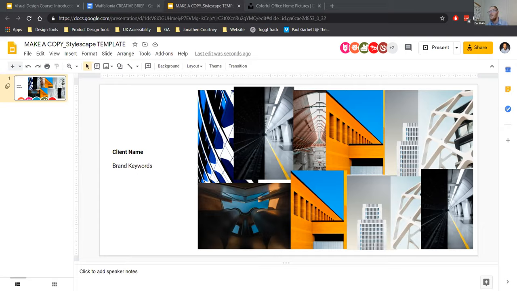Someone asked where to access the exercise. There's a general class folder that was included in the introductory email from Rabbi Wordy. That's where you can find a link to the folder.